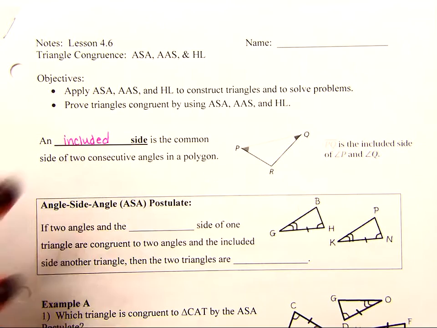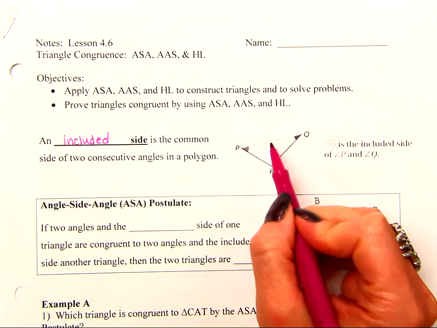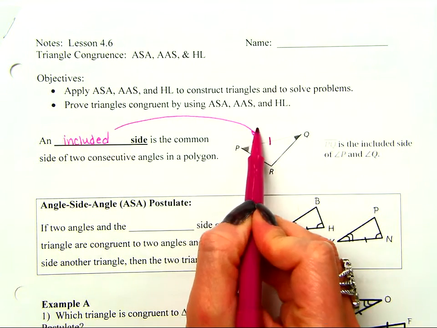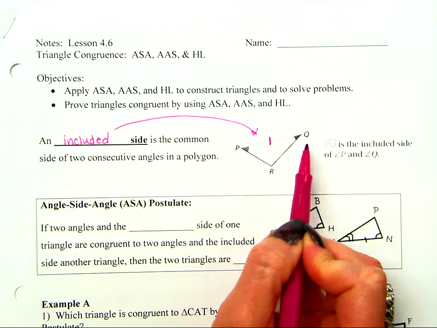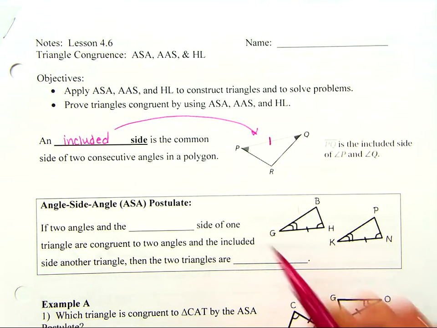The included side is the common side of two consecutive angles in a polygon. So in my diagram, if I were looking at angle P and angle Q, the side PQ would be my included side between angle P and angle Q. Remember that I've said before the word included kind of means in between. It is in between angle P and angle Q.